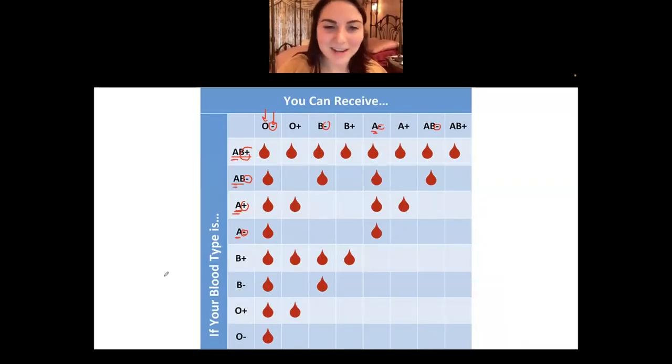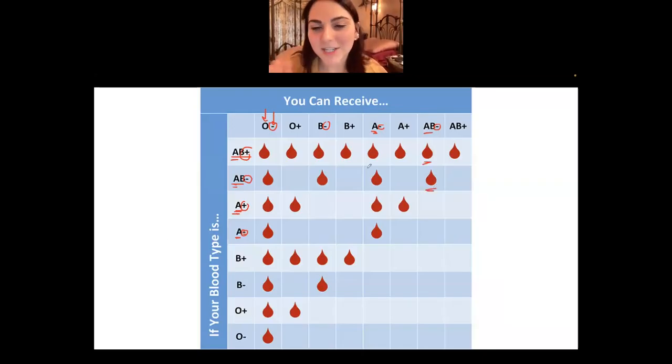I'm going to stop talking. I think you guys get it. But just keep that in mind. If you have A, you can still give to AB. If you have B, you can still give to AB. But if you're AB, you can only give to AB. Sorry, I was doing that chart backwards. Ignore everything I said prior to this. If you're AB, you can only give to AB.